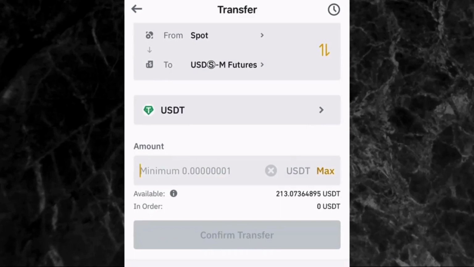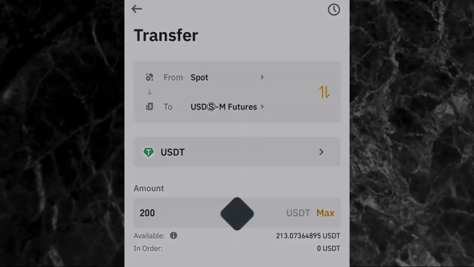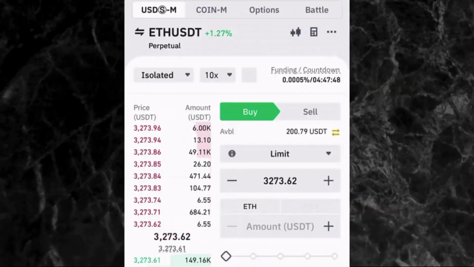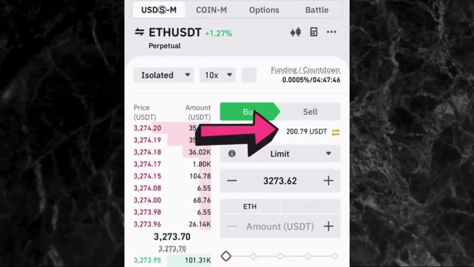So for this video, let's say I want to transfer 200 USDT, and I'll just tap on confirm transfer. You can see transfer successful. Then we go back to our futures trading page, and then you can see our balance here. You have $200.79 in our futures wallet.